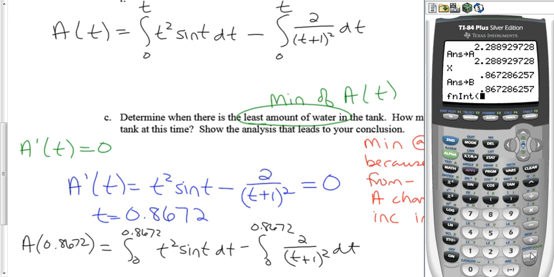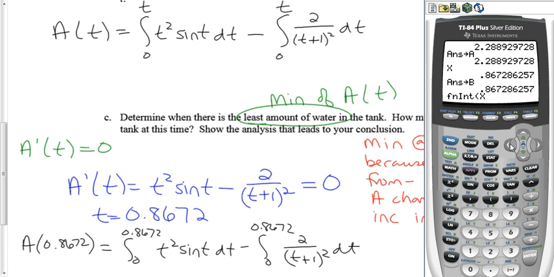So I'm going to have t squared. You know what? I have this in y1, so I can just put y1 in here. I typed in t squared sine t minus 2 over t plus 1 quantity squared. That's stored in my y1, so I don't have to type it in again.